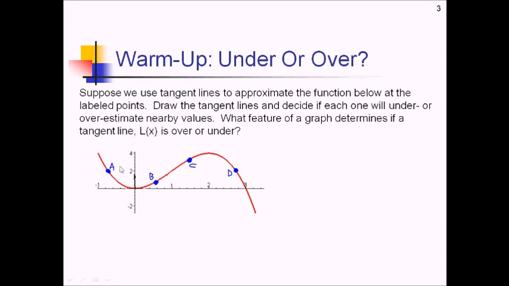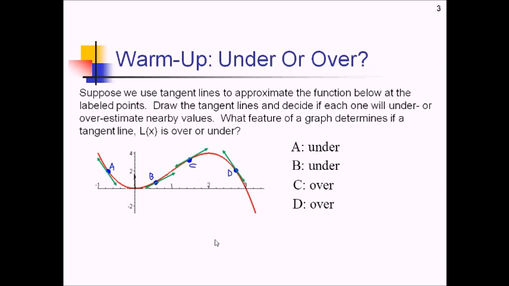All right, let's look at our tangent line for A. So here's our tangent line, and that is definitely under approximating all the nearby values. Tangent line at B, also under approximating. Tangent line at C, over approximating. And the D tangent line right here is also an over approximation.